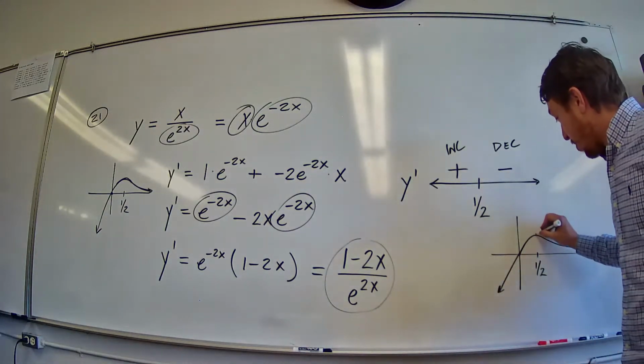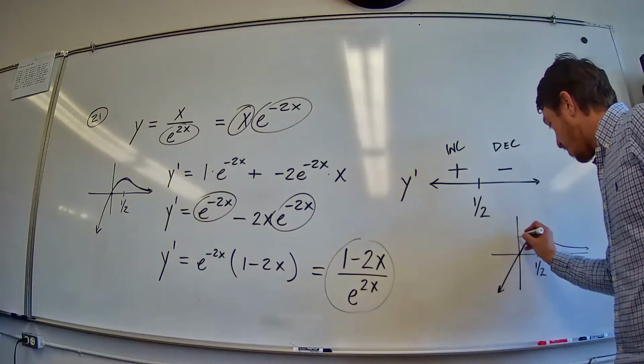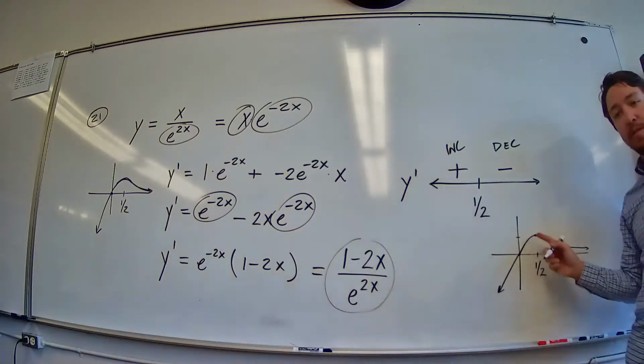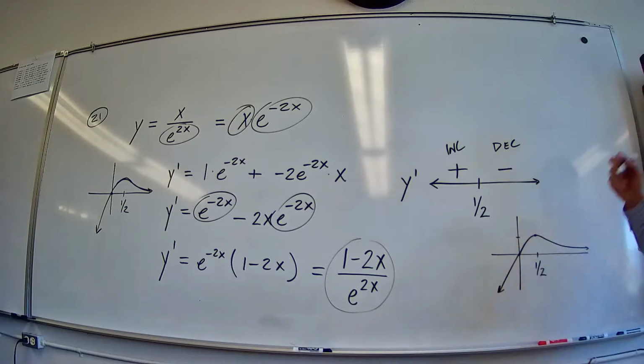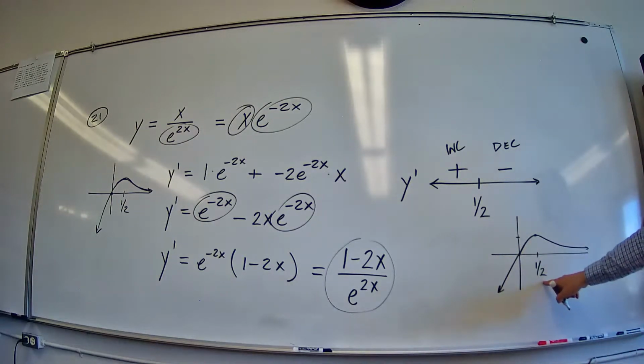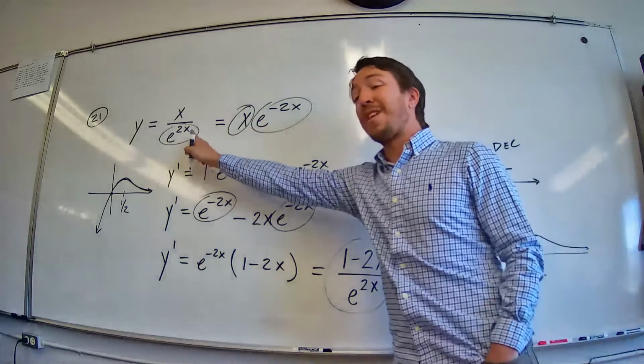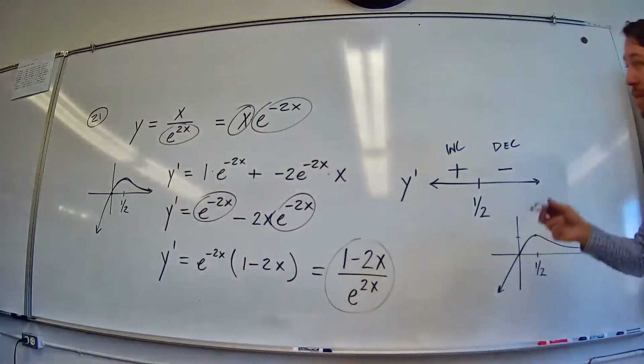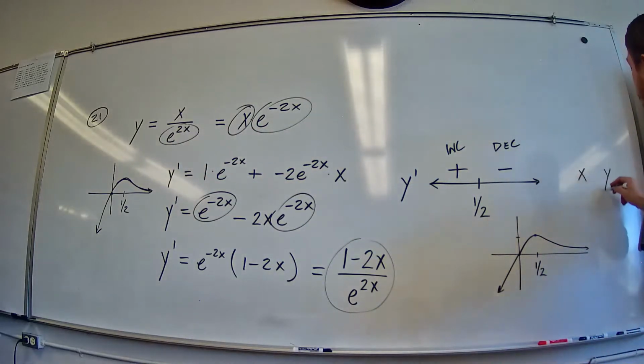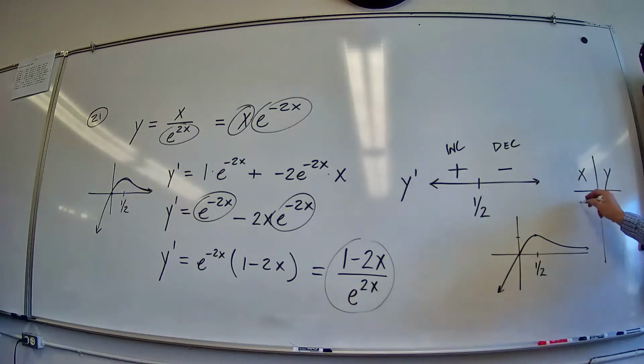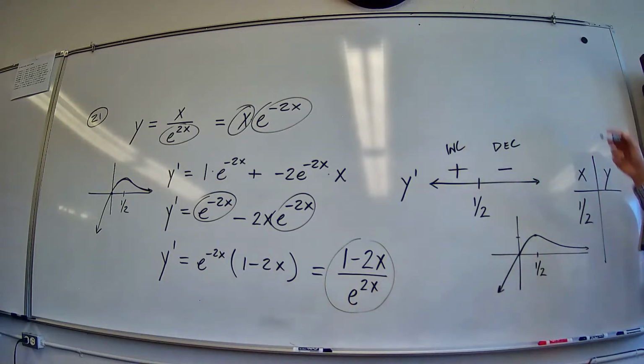Now, to find a local extrema, you can't just say 1/2 though. You also need to tell us the y value, right? So how do I get the y value? Plug it back into the original function. So, in the table of values for the original function, when you plug in 1/2, you'd have 1/2 divided by e to the 1, or 1/2e.